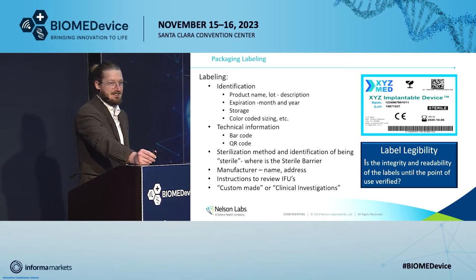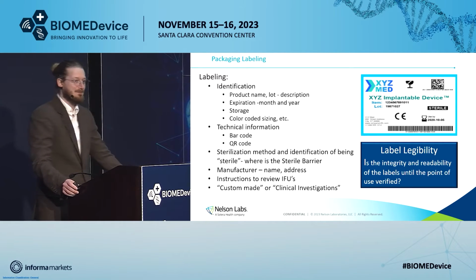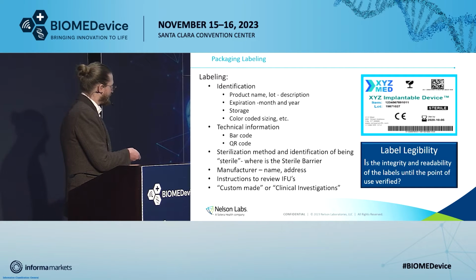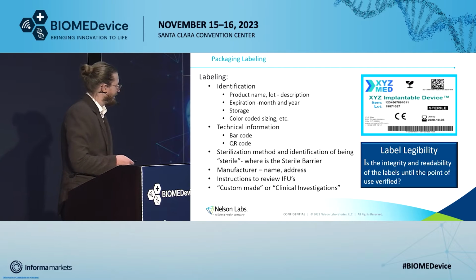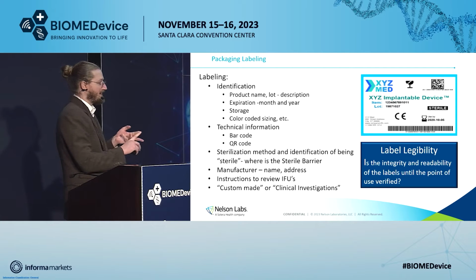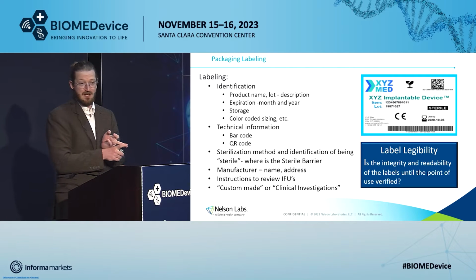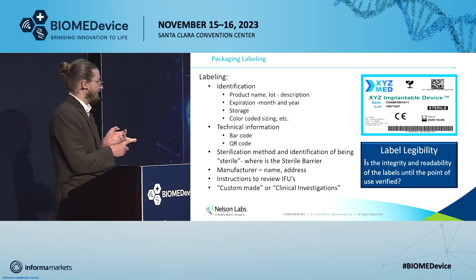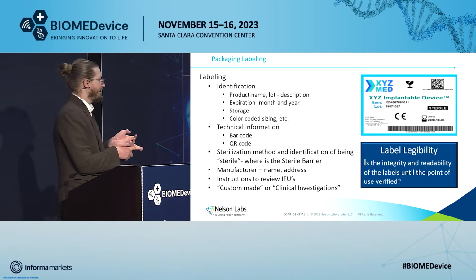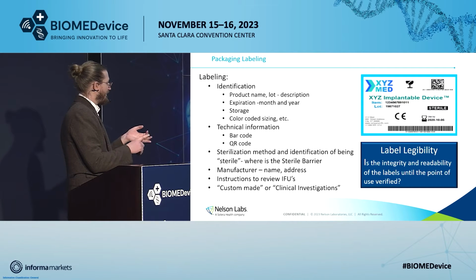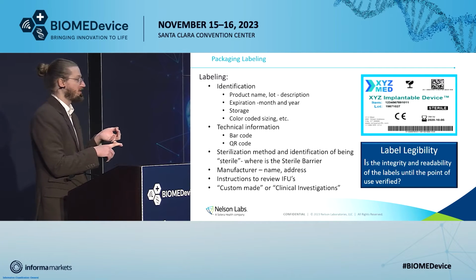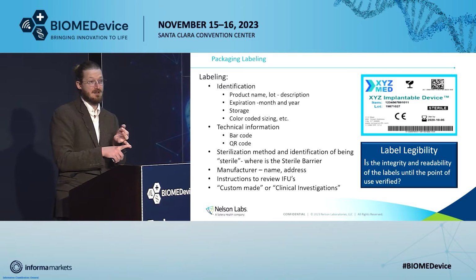Your packaging itself needs to have some labeling on there, and these are required by ISO 11607, where you need to include, and my laser pointer isn't working on the TV, it needs to have identification on there. You need to have your product name, lot, description, the expiry. Someone knows whether or not they can use it if they pick up your package. If there are special storage conditions needed, maybe it's stored ambient versus refrigerated, that needs to be on the label. And then other coded sizings. If you have technical information, be it a barcode or a QR code, maybe your IFUs are included in a QR code.